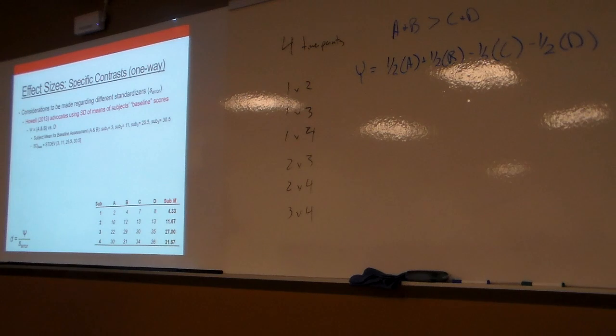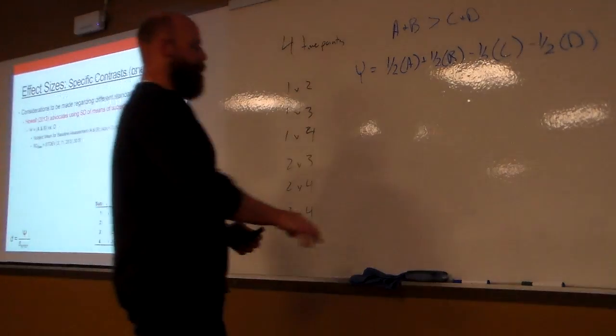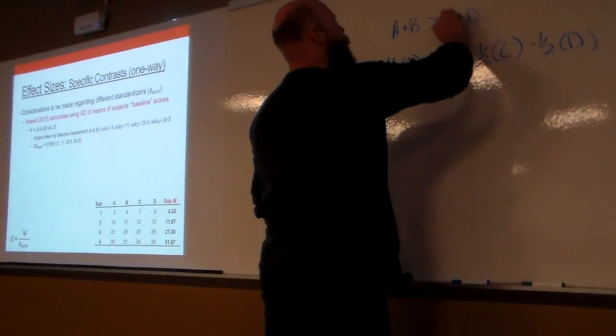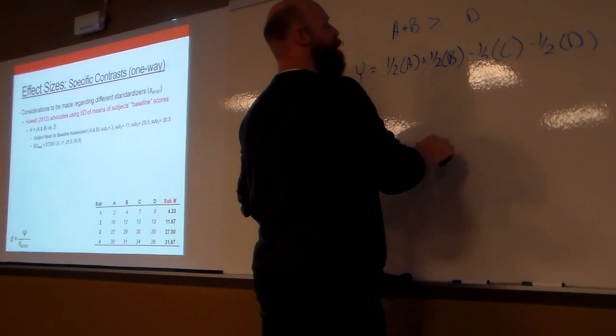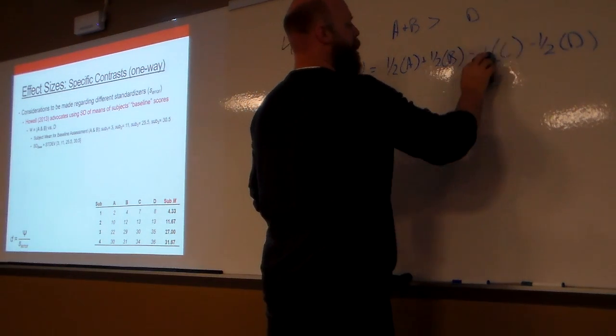So let's say we run this contrast, but then we want to calculate the effect size. The question becomes, what do we use as our standardizer, right? What Howell advocates, well, I guess I changed this up a little bit. Okay, just so let's say we run A and B is greater than D.